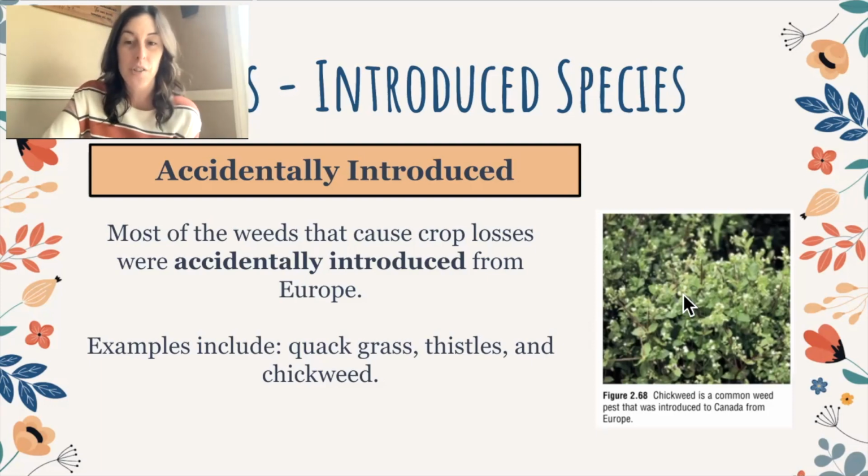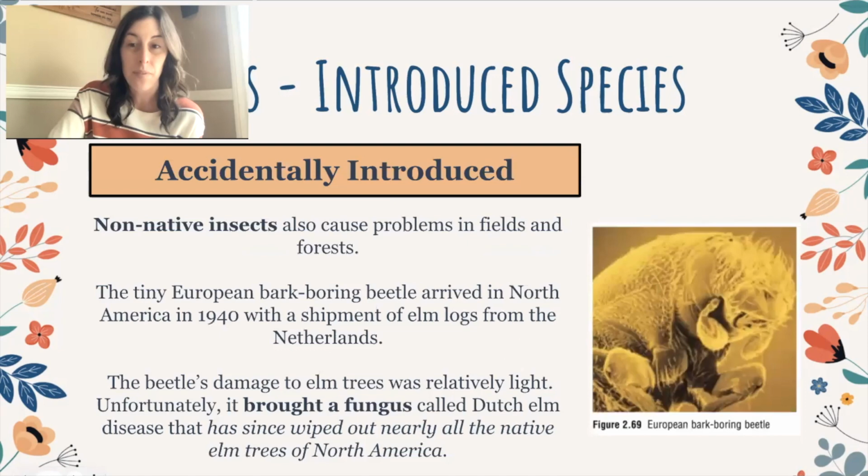So here's a picture of chickweed from your textbook. It's a common weed pest that was introduced to Canada from Europe. Quackgrass, thistle, and chickweed are all examples. Oops, it came from Europe and now it's taking over. Accidentally introduced. Another one, we've got a bark boring beetle.